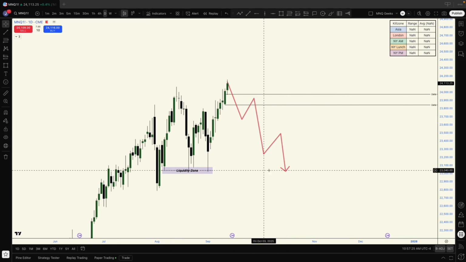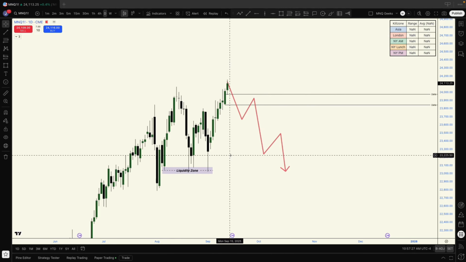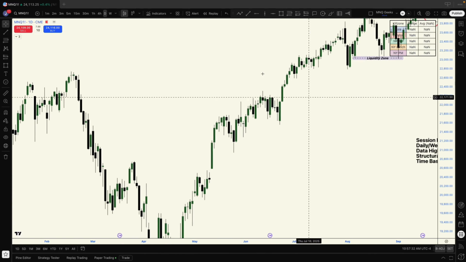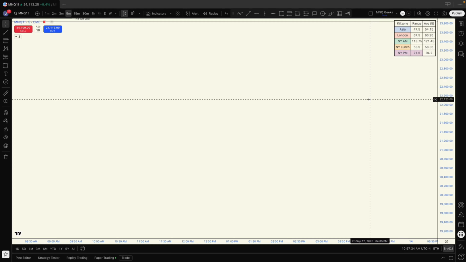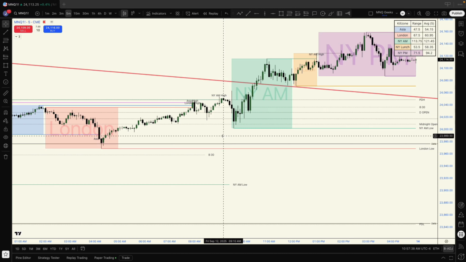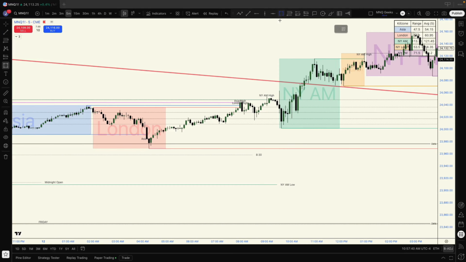Huge liquidity zone right here. We also have consolidation ranges. It's a lot harder to see consolidation ranges on maybe the daily time frame. So let's go down to the 5 minute or something. Oh, nice. Consolidation range that literally got swept right over here. So we're consolidating within this range.